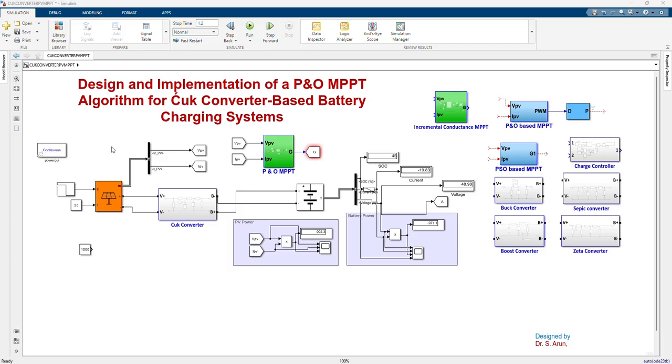Hi, welcome back. In this video, we are going to design and implement a P&O based MPPT algorithm for a Cuk Converter based battery charging system. So we will understand how MPPT extracts maximum power from a renewable energy source such as a PV panel, and how the Cuk Converter helps regulate the charging voltage and current. So why is MPPT needed?